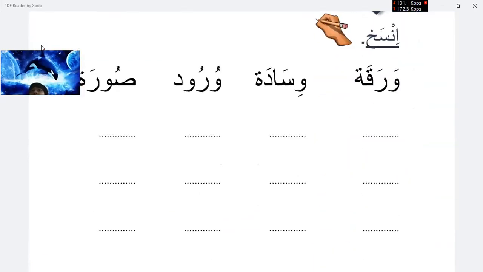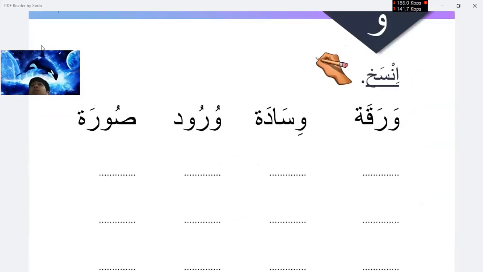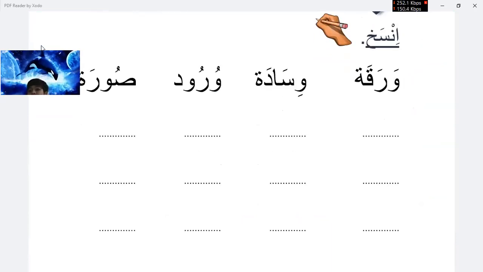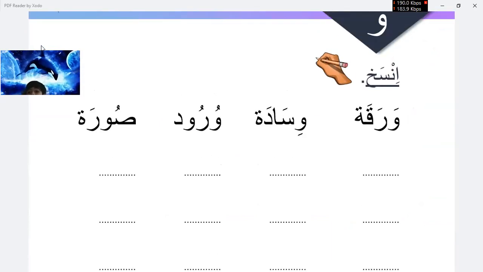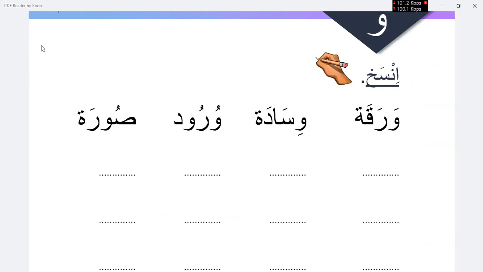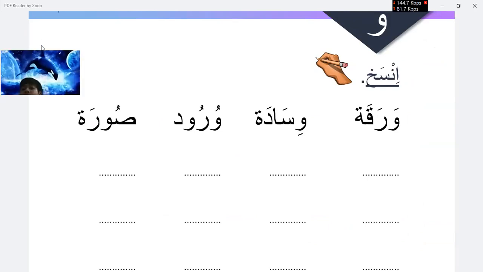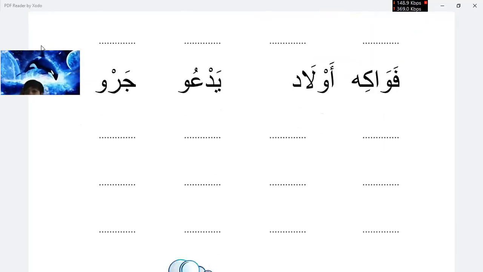Words meaning? Waraka is paper. Wisada is pillow. Correct. Roses. Good. Picture. Children. Fruits. Smooth. Children. He is calling. Good. Puppy. Puppy, good.